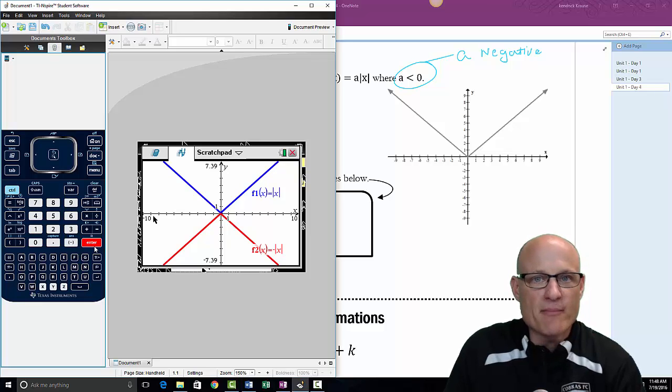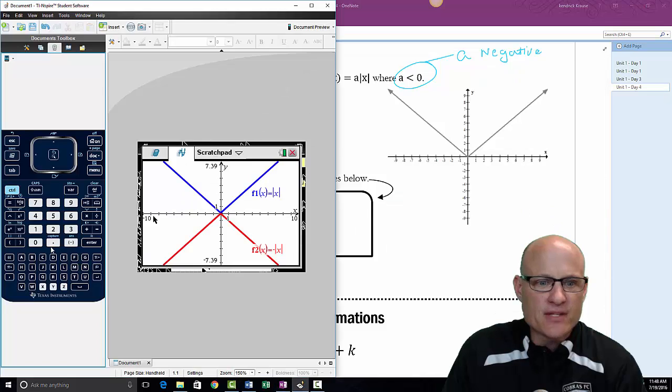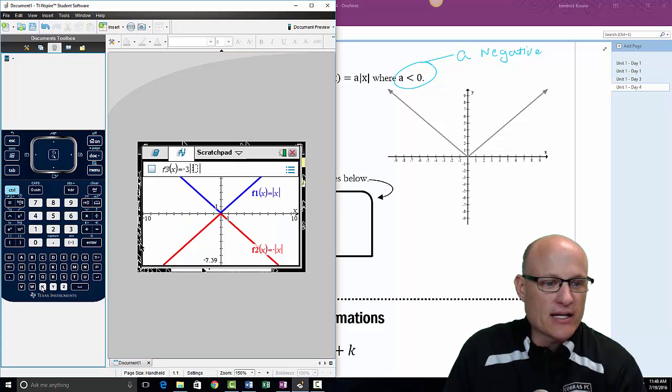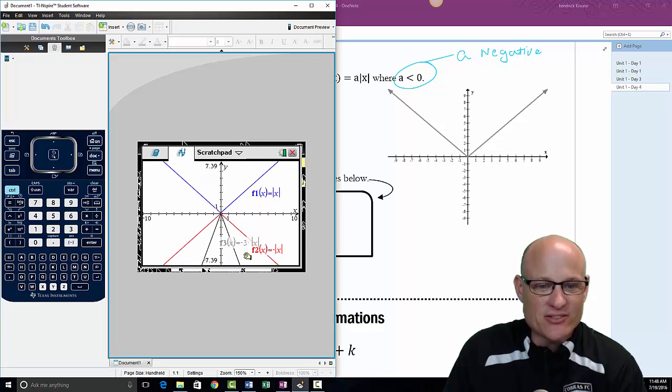Oh yeah, do you remember that? When you dealt with parabolas in 9th grade, do you remember what that was all about? Let's see. Our next one would be -3. So we'll hit tab, -3 absolute value of x. Enter. Okay, so it got steeper. It still got steeper, but it's going down.